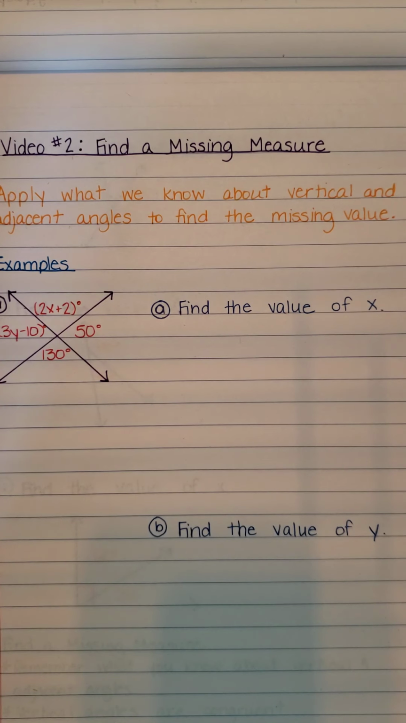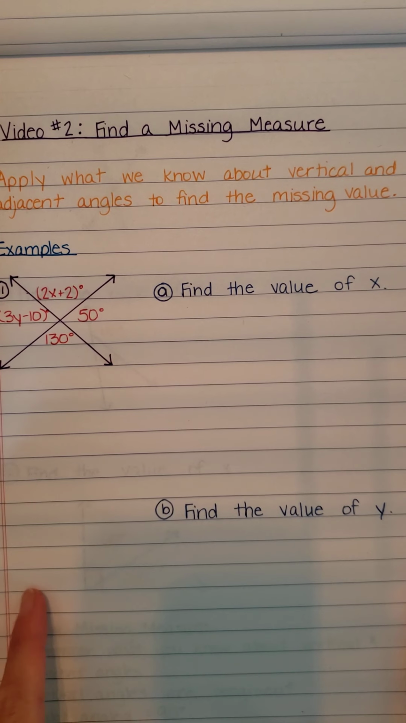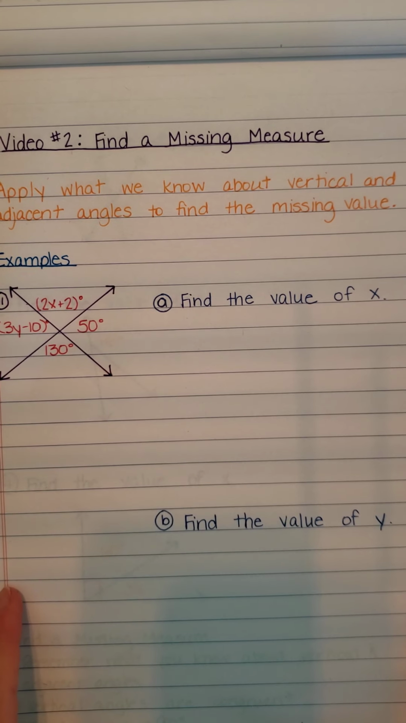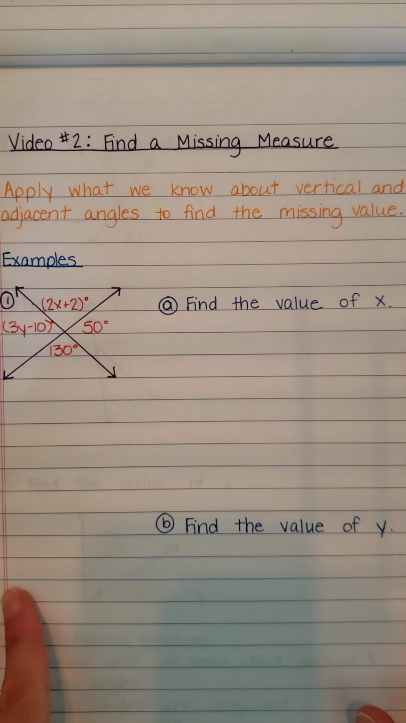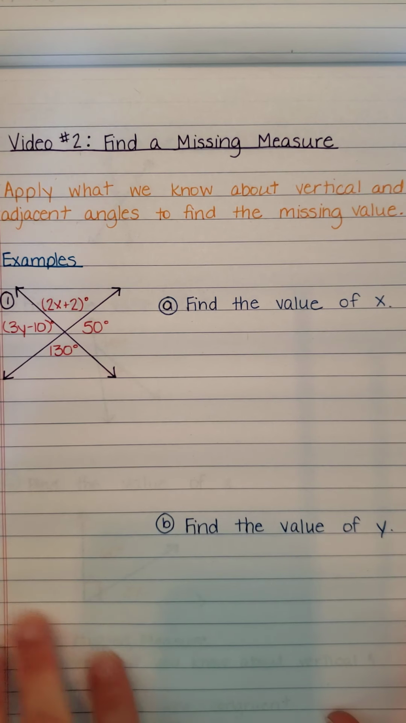All right, 7th grade. So this is video 2 under the classifying angles. For video 2, our focus is going to be to find a missing measure. In order for us to do that, we're going to take what we learned in video 1 about vertical and adjacent angles to help us find the missing value.